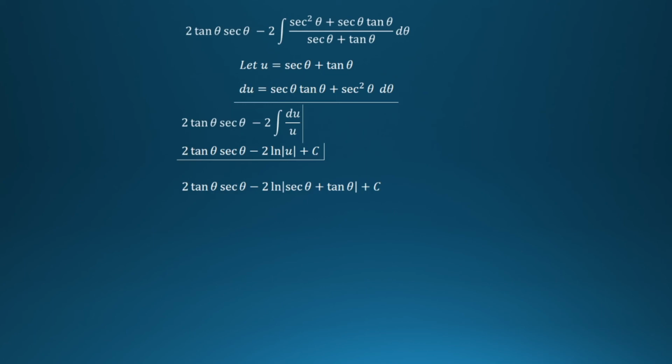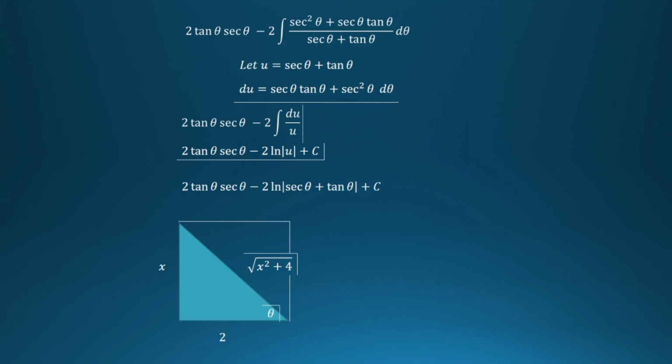And now my expression depends on theta. Originally, the question was only in terms of x. So we want to go back to x first. In order to do that, we need to get a right triangle. And I know that way back we let tangent theta be x over 2, or x equals 2 tangent theta. So that was a substitution we made. And tangent is opposite over adjacent. So if we do the Pythagorean theorem, we get the square root of x squared plus 4 is the hypotenuse.